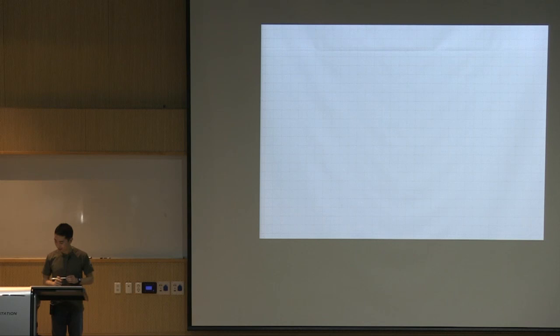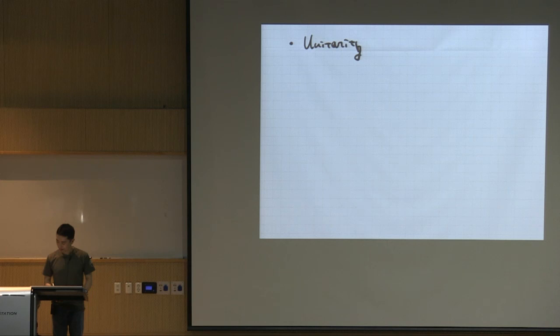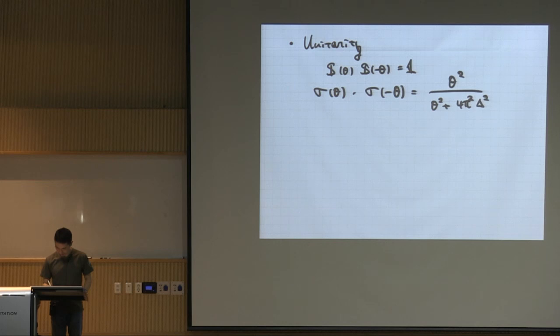Okay. All right, and finally, I need to impose the unitarity. But before going to unitarity, I also need to say that the crossing symmetry also gives some constraint on sigma, because now sigma also needs to satisfy this equation. Now I need to impose the unitarity, and remember that the unitarity is something like S of theta times S of minus theta is 1. And this basically gives some constraint on sigma, and if you work it out, then you get this expression, where delta is 1 over n minus 2.